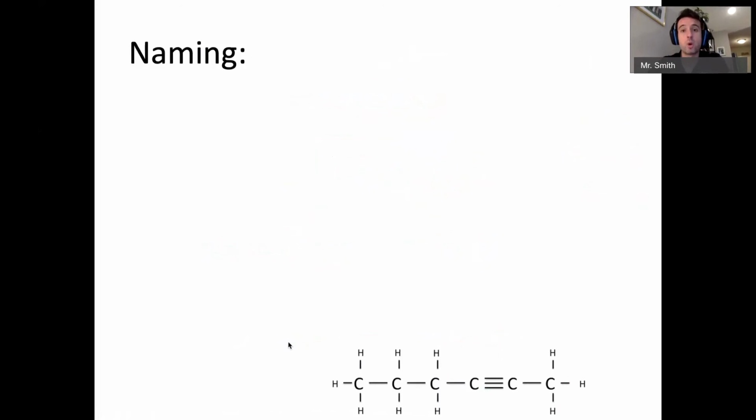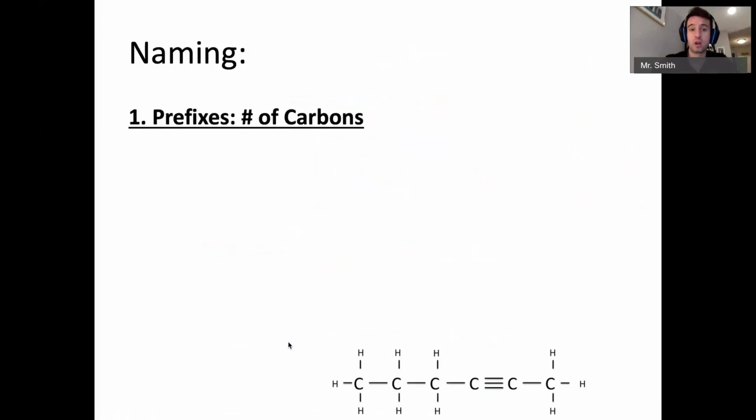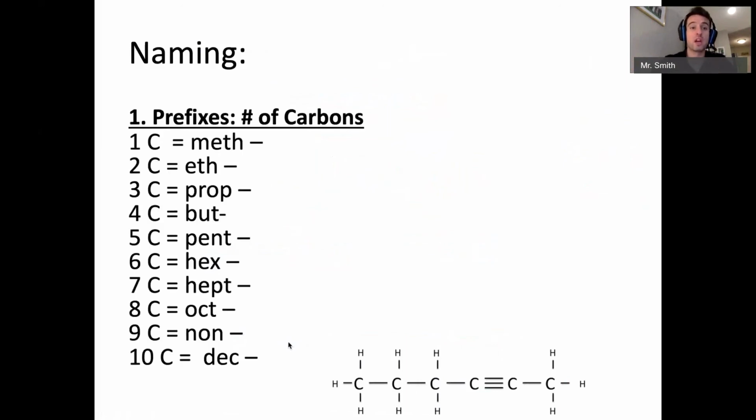Okay, so here are more general naming rules. Thing number 1, prefixes are the number of carbons. Now, I told you that 6 was for hex. It's a little bit complicated for the other ones. Specifically, take a look at 1, 2, 3, and 4. Instead of being like mono, di, tri, tetra, like it was for covalent, it's actually meth, eth, prop, but.